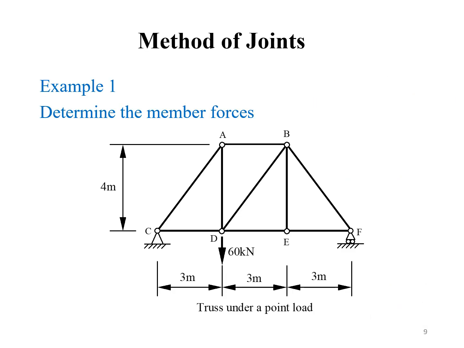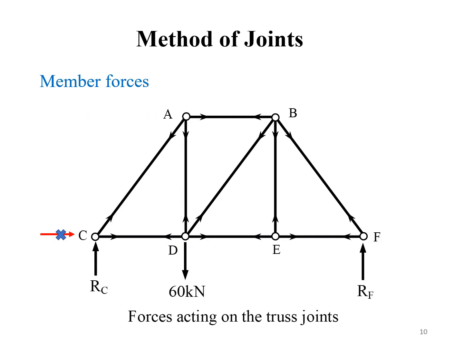So let's work through an example for a slightly simpler truss. First, let's draw the free body diagram and determine the reaction forces using our three equilibrium equations. Joint C is a pin support consisting of horizontal and vertical forces. Joint F is a roller support which has only a vertical force.